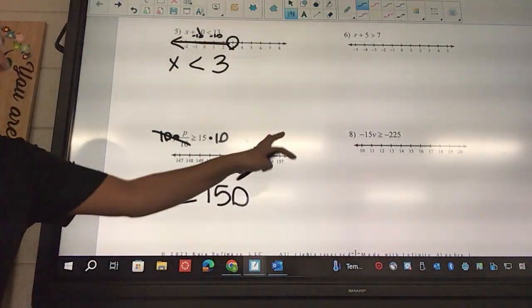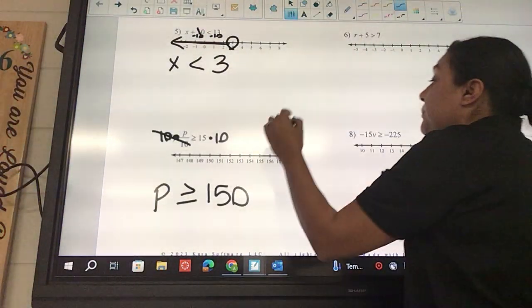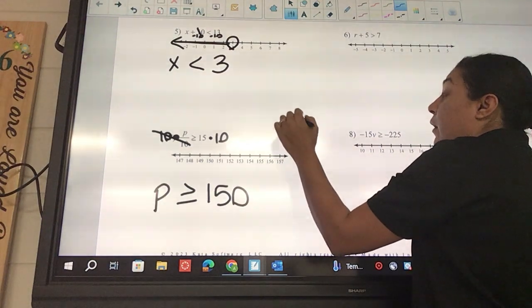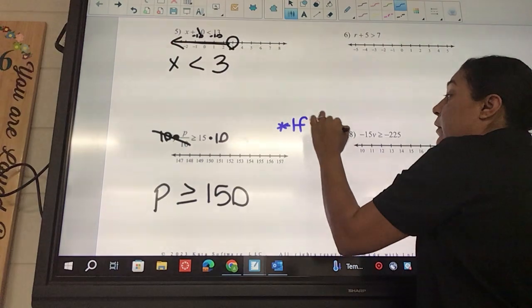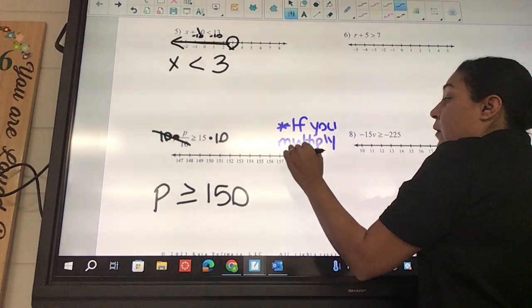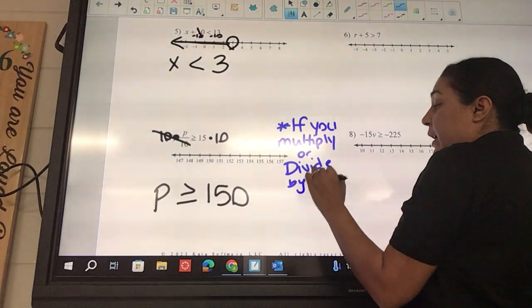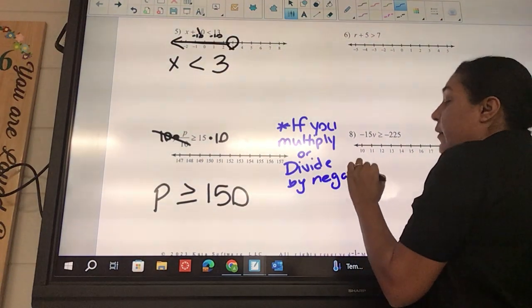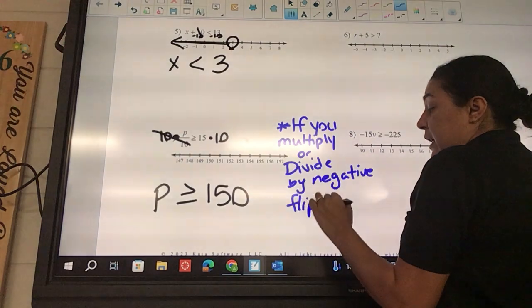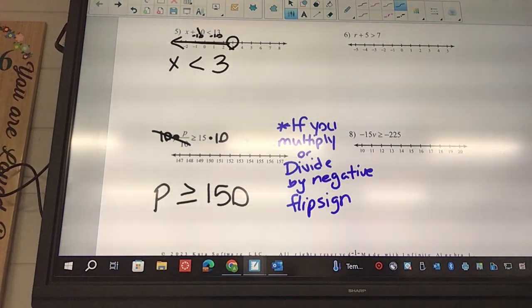Okay, somewhere on here, and I'm going to write it right here. I would probably write this note, because you guys freaking forget. Okay? If you multiply or divide by a negative, flip the sign. Okay, and the reason I say write it, you guys know to do it, but that way you don't forget on test day. If you're looking at your review on test day, that's just going to be a little reminder for you to be like, oh shoot, let me flip the sign.